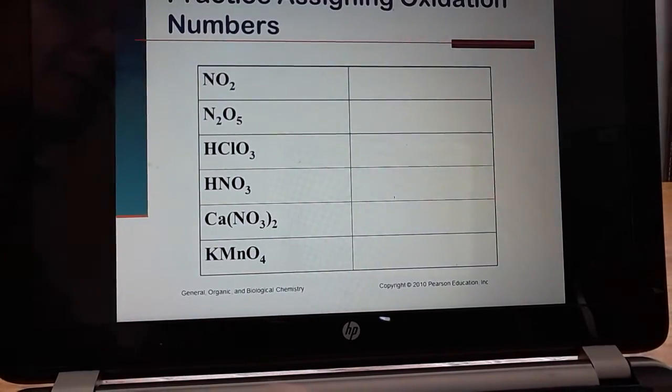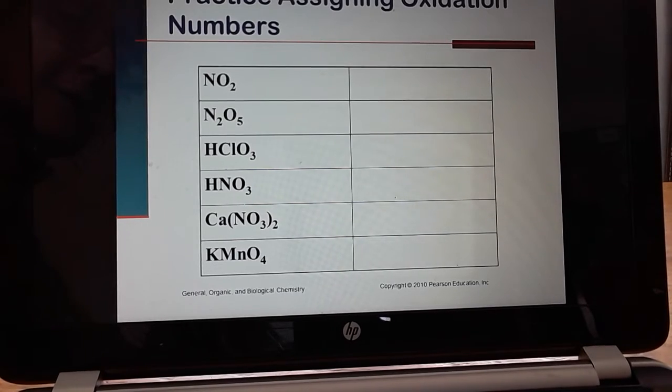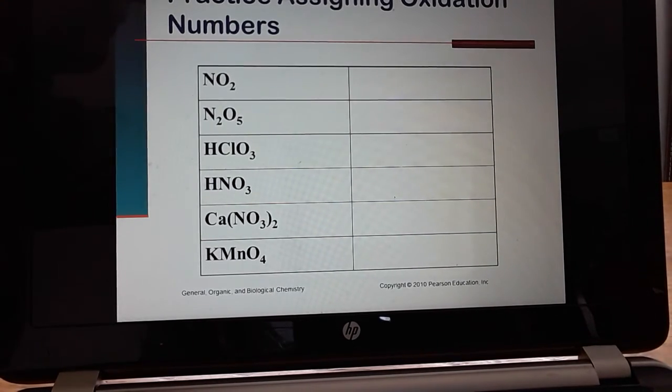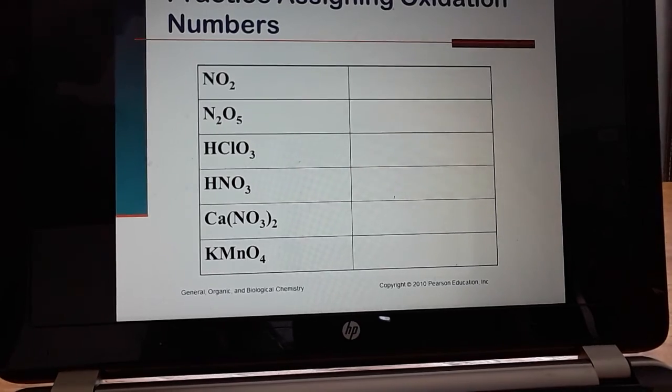Okay, so now what follows is practice assigning oxidation numbers. So I'm going to do this on a sheet. I'm going to finish this video clip now, and I'm going to do the actual examples on a following video clip. So watch that afterwards.